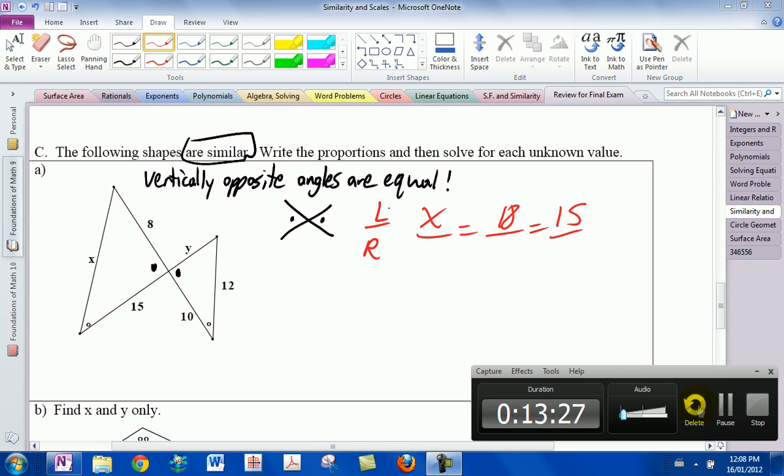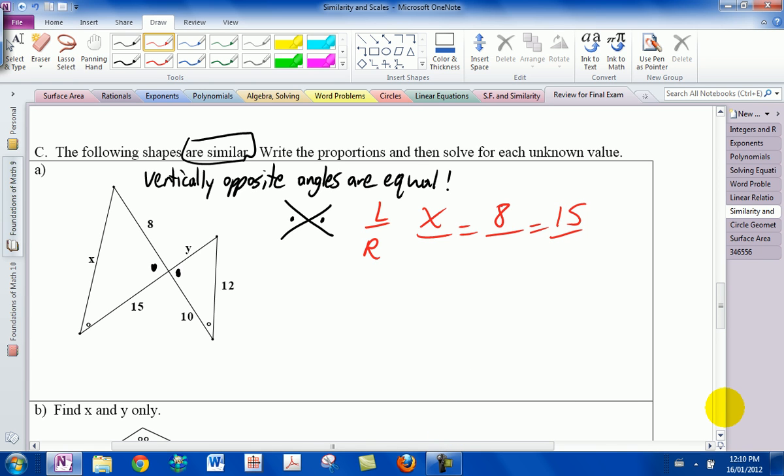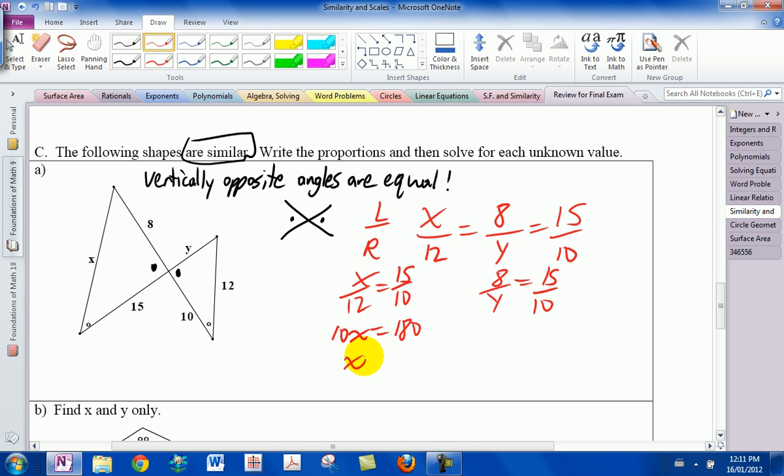I'll give you a bit of time. What goes underneath x? 12, underneath 8, y, underneath 15, 10. So we have x over 12 equals 15 over 10. And we have 8 over y equals 15 over 10. Cross multiply, 10x equals 180. So x equals 18.